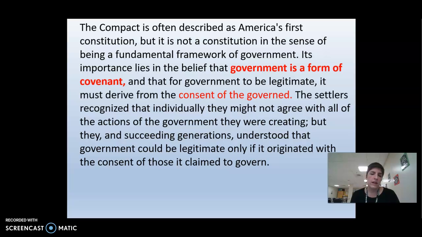The settlers recognized that individually they might not agree with all of the actions of the government they were creating, but they and succeeding generations understood that government could be legitimate only if it originated with the consent of those who claimed it governed. All right, what that basically means is the Mayflower Compact listed rights and gave responsibilities to people, but it did not set up three branches of government. It did not set up whether we have a president. It did not say we have a mayor. It did not name a leader.